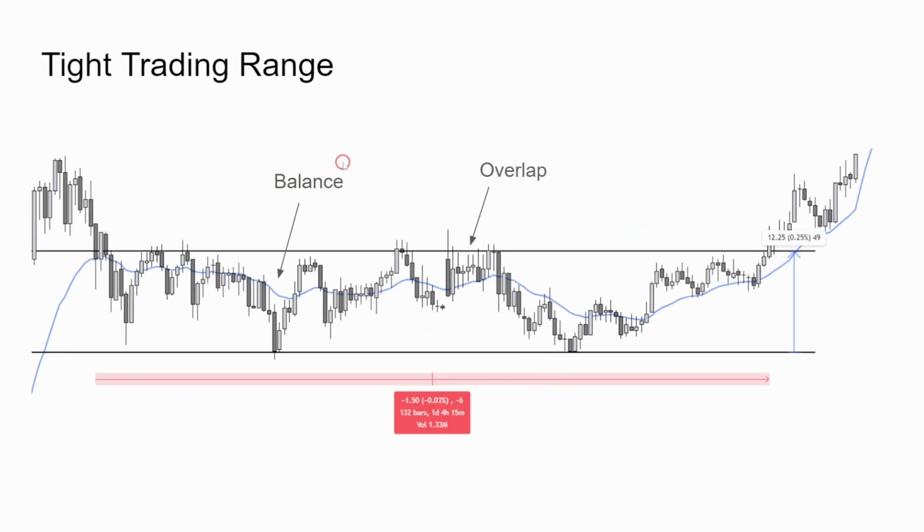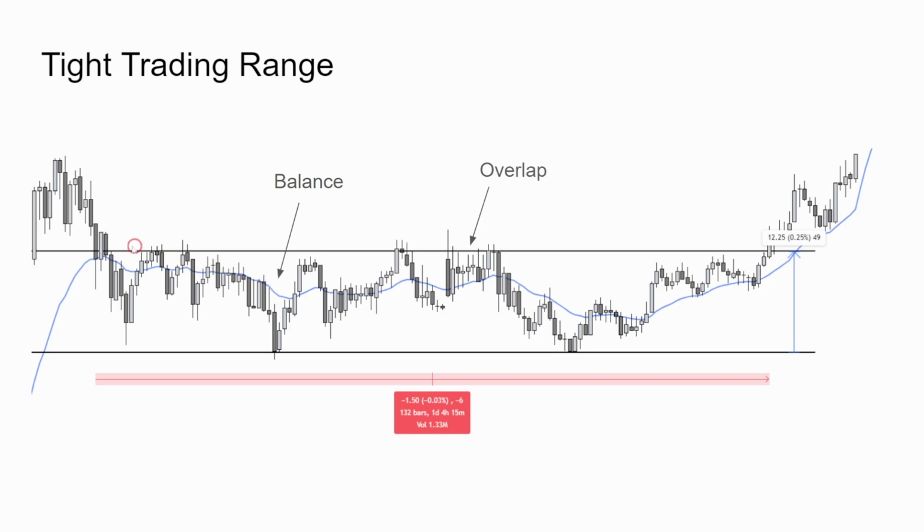So here's a tight trading range with lots of overlap. Here we can see the market was in a tight trading range for about 2 days. It was a 12-point range. Here's the overlap, and it was hard to catch the full 12 points. You would have to have limits set already.